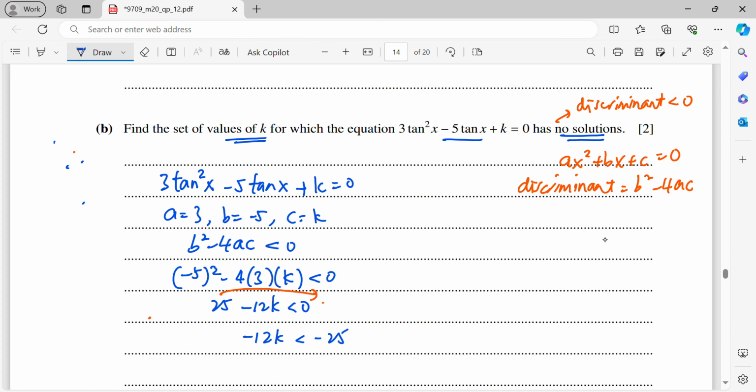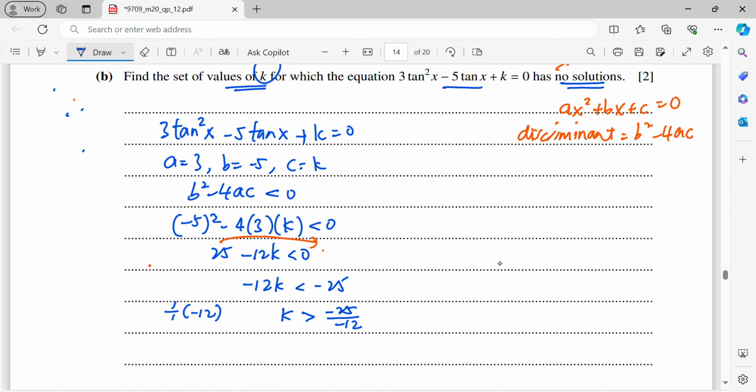Now to get k, because you need to find k, I divide the whole inequality by a negative value, negative 12. When you divide by negative 12, k is greater than negative 25 over negative 12. You must change the sign. Therefore, your k is greater than 25 over 12. So this is the first option.